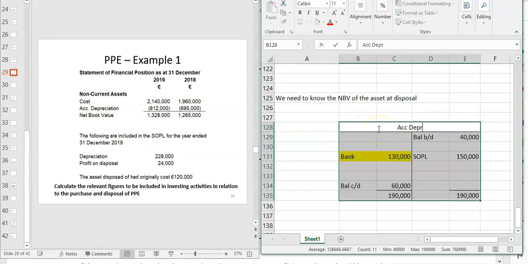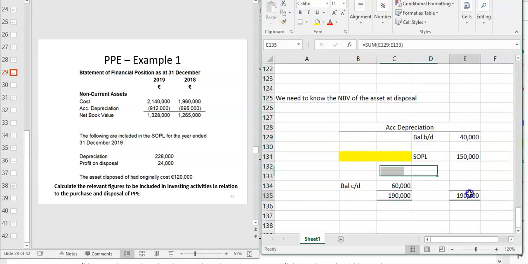So if we take accumulated depreciation, let's think about what we're given, and what the plug figures might be. The opening balance was 695 on accumulated depreciation. The closing balance was 812. So what moves accumulated depreciation during the year? There's only two things that move it. You always assume the figures you're given are correct. You're given a correct and final statement of financial position that has already accounted for the disposal.